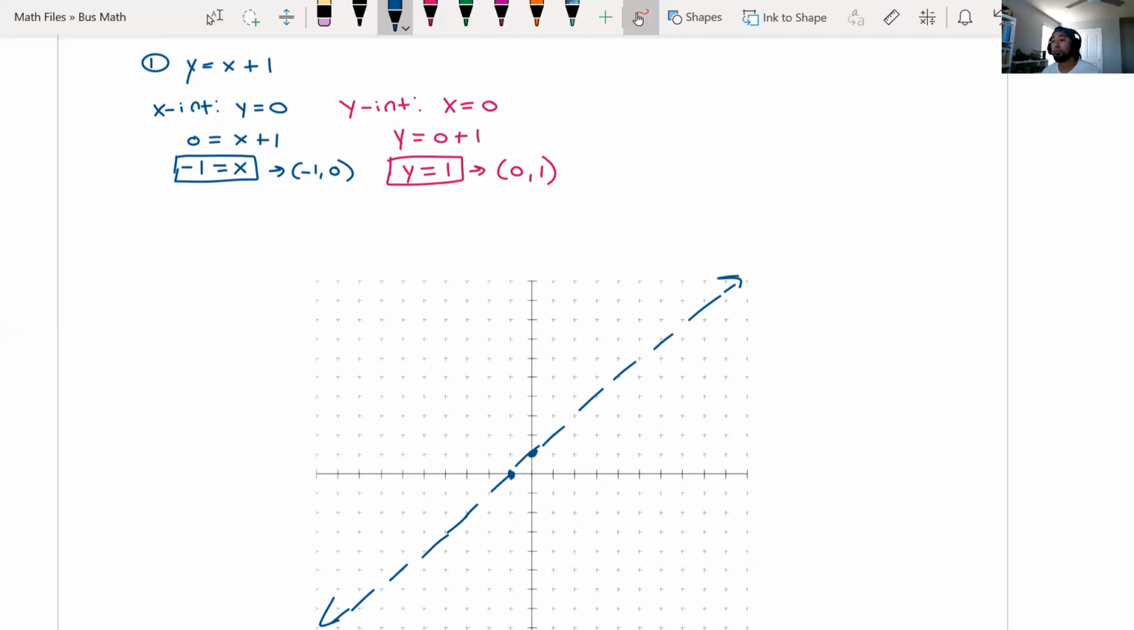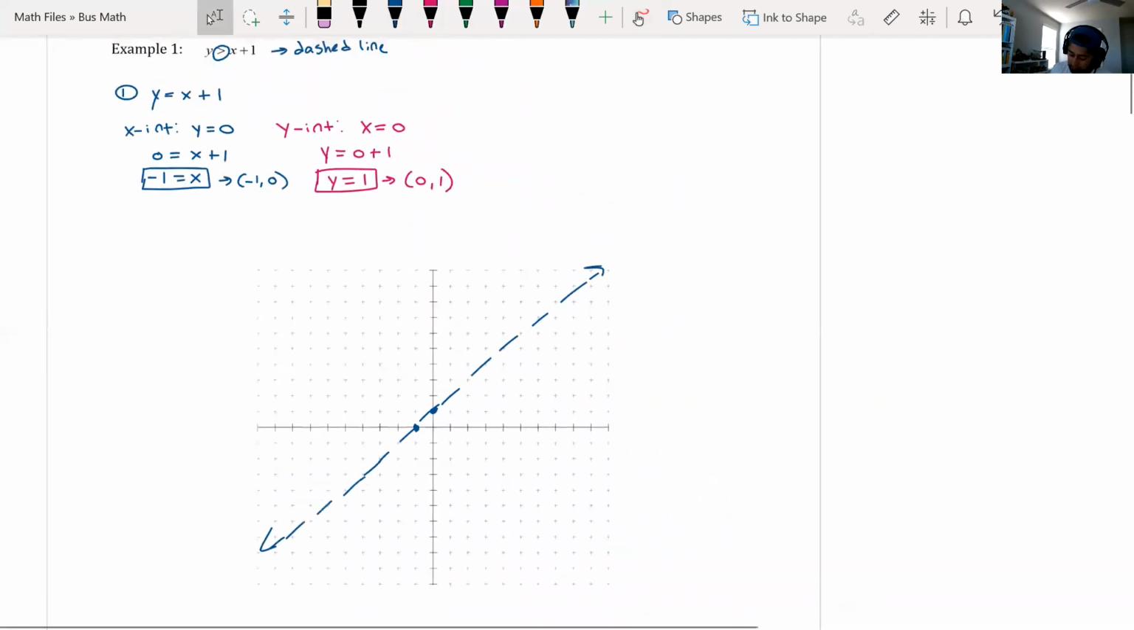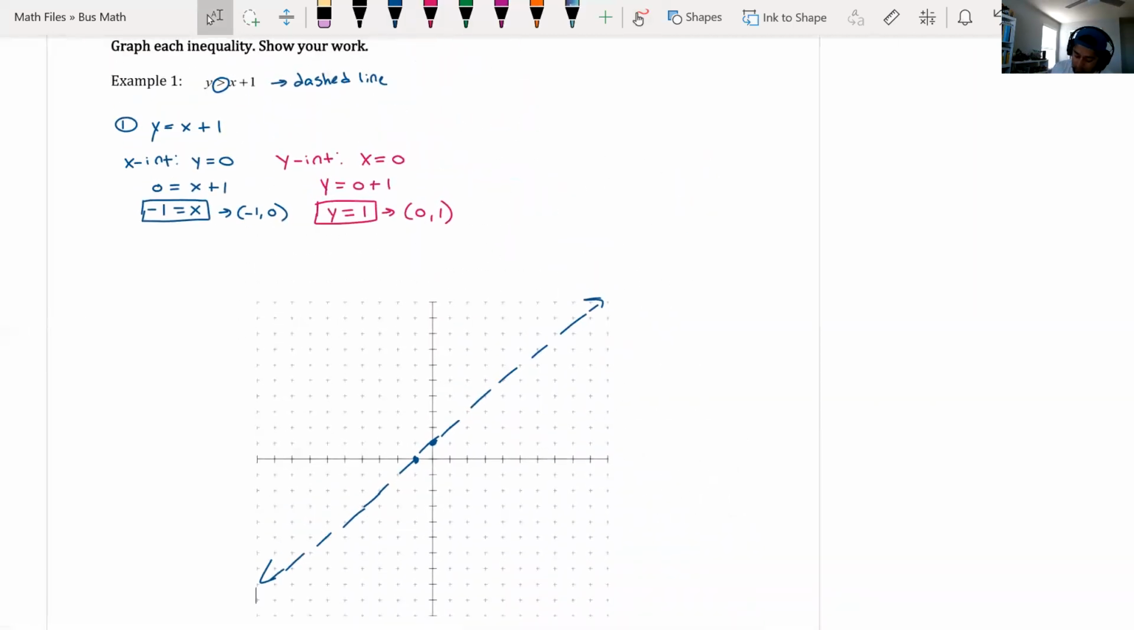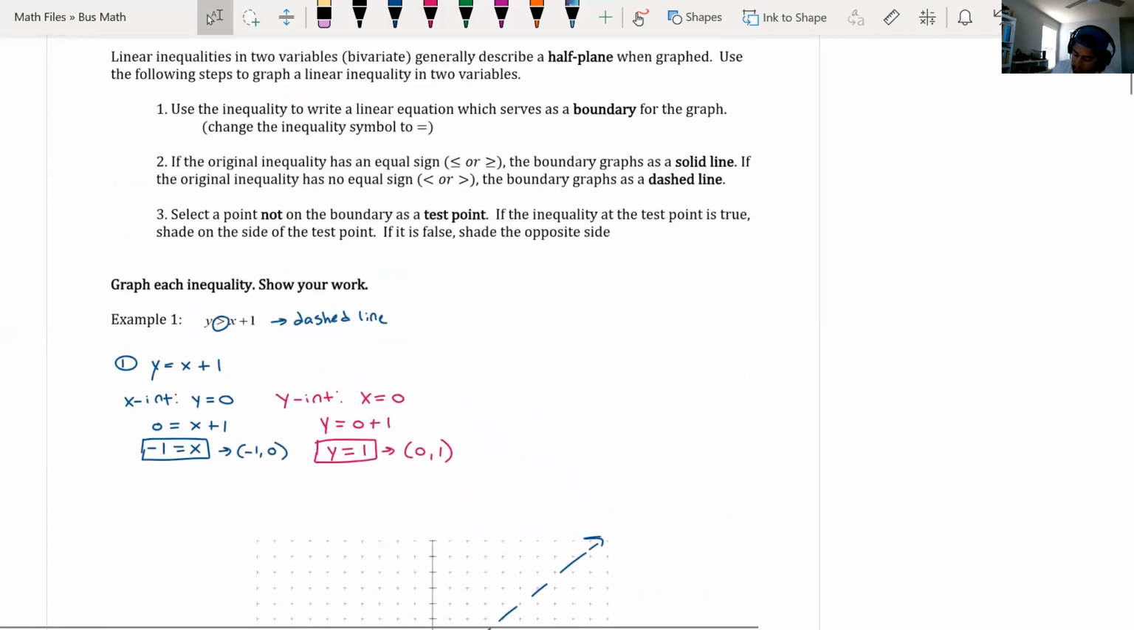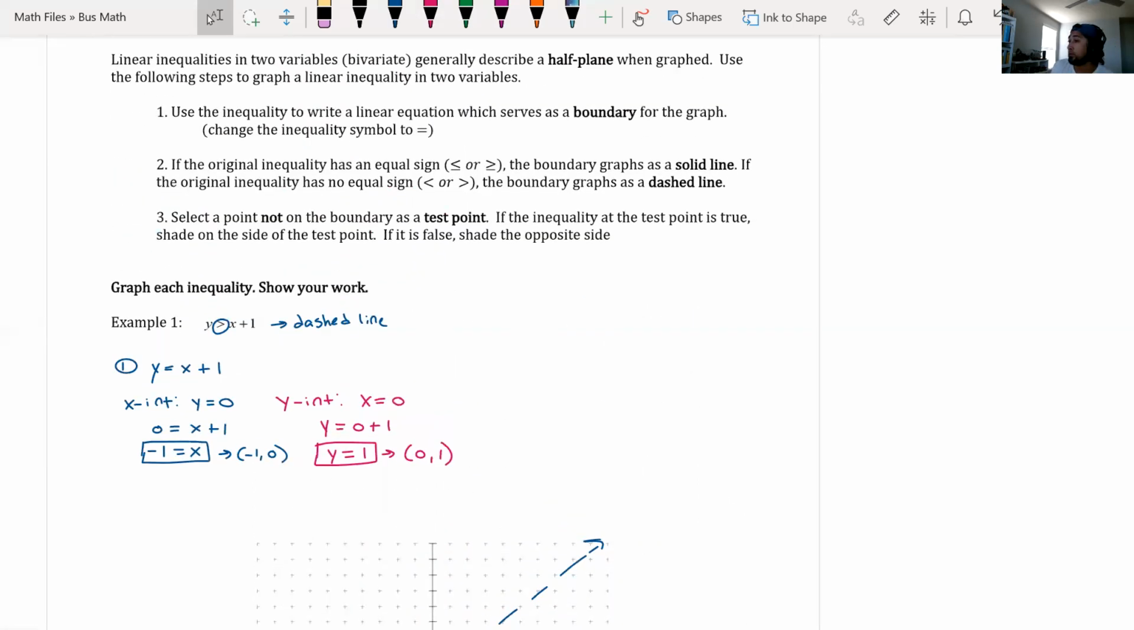Okay. You say as a boundary graph, equal or greater or equal to is a solid line. Exactly. But then how do you tell the difference between that and a normal graph line? So for these, they're called linear inequalities.